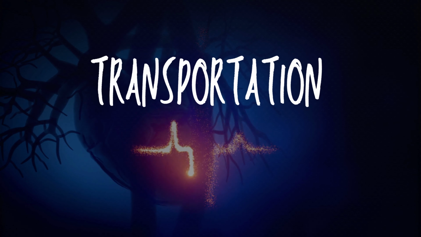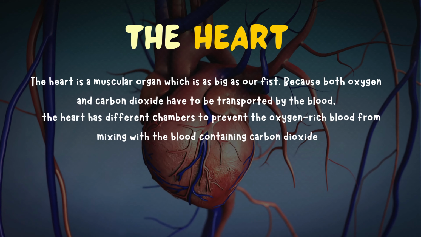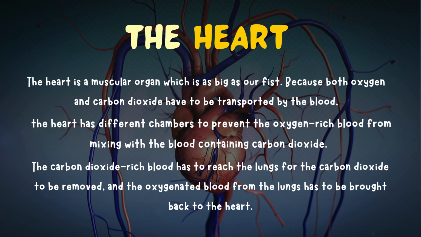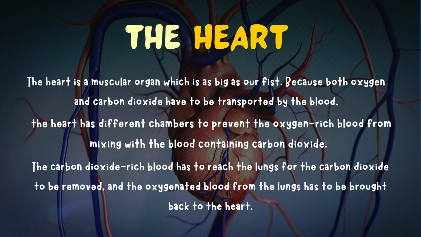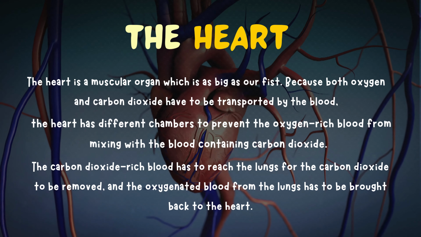The heart is a muscular organ which is as big as our fist. Because both oxygen and carbon dioxide have to be transported by the blood, the heart has different chambers to prevent the oxygen-rich blood from mixing with the blood containing carbon dioxide. The carbon dioxide-rich blood has to reach the lungs for the carbon dioxide to be removed, and the oxygenated blood from the lungs has to be brought back to the heart. This oxygen-rich blood is then pumped to the rest of the body.